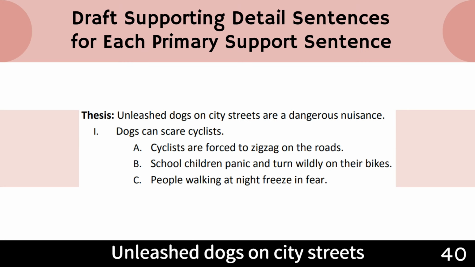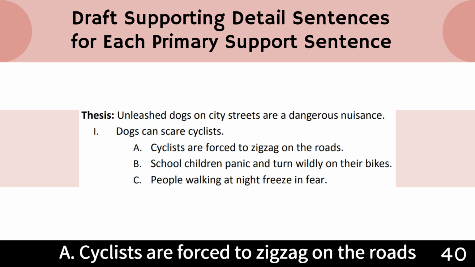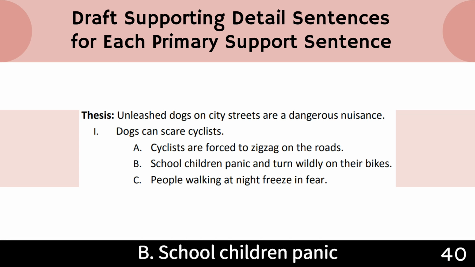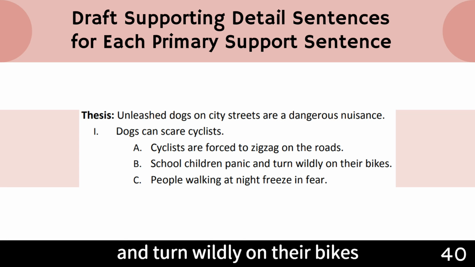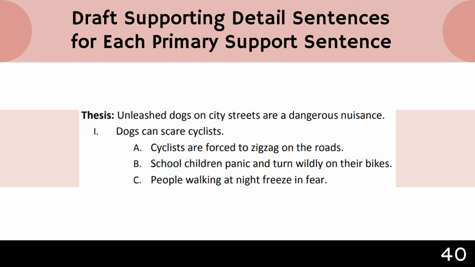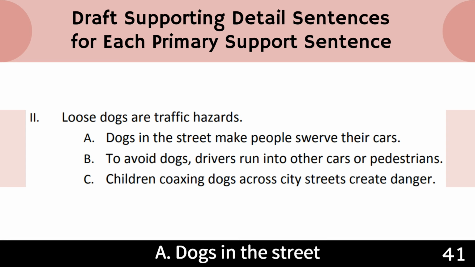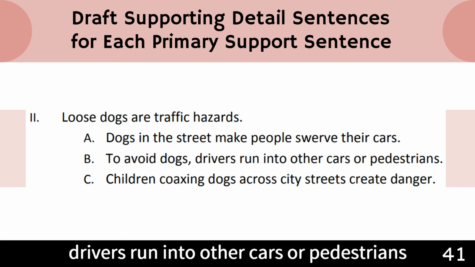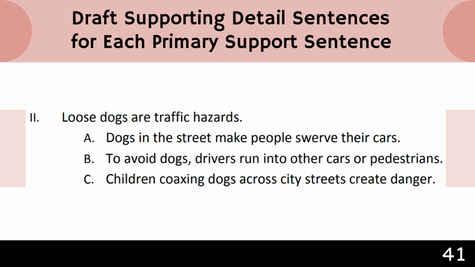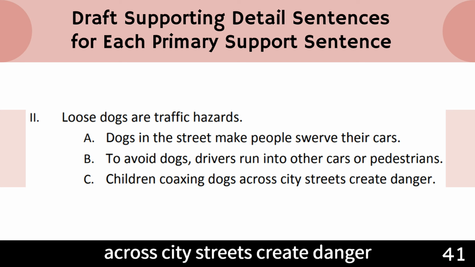Thesis: Unleashed dogs on city streets are a dangerous nuisance. 1. Dogs can scare cyclists. A. Cyclists are forced to zigzag on the roads. B. School children panic and turn wildly on their bikes. C. People walking at night freeze in fear. 2. Loose dogs are traffic hazards. A. Dogs in the street make people swerve their cars. B. To avoid dogs, drivers run into other cars or pedestrians. C. Children coaxing dogs across city streets create danger.